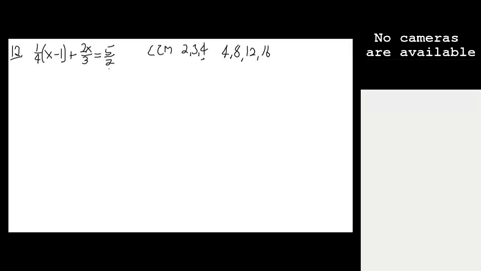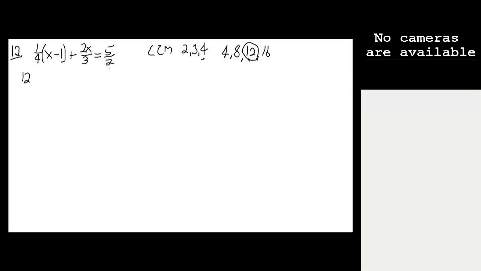Does 3 divide into 4? It doesn't. Does 3 divide into 8? No, it doesn't. Let's look at 12. 2, 3, and 4, all 3 of them divide into 12. So we'll take 12 and multiply the full line here by 12. I'll write it out for you. Then our fractions will cancel and it'll become quite easy to work out the question. So the main thing here is removing the fractions as a starting point.